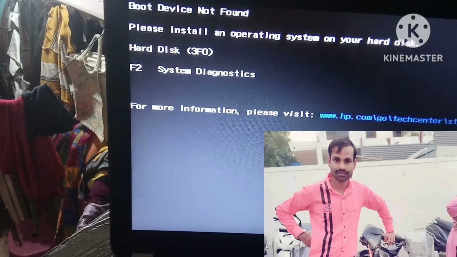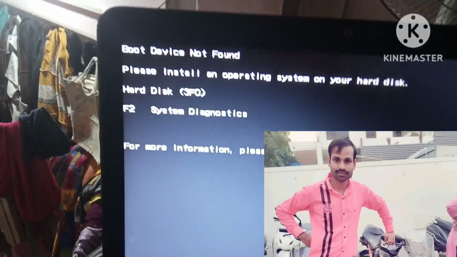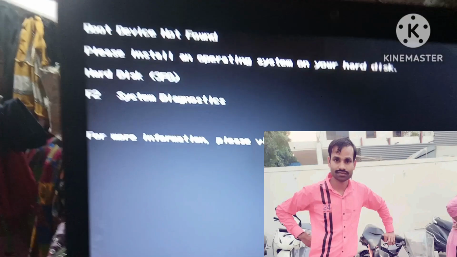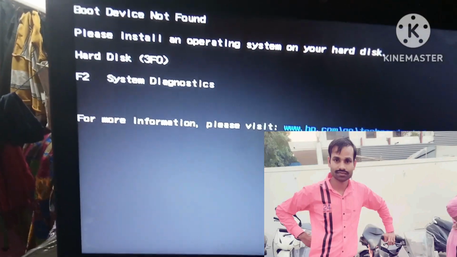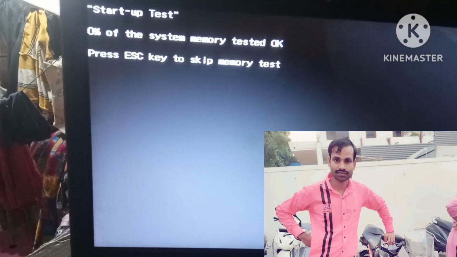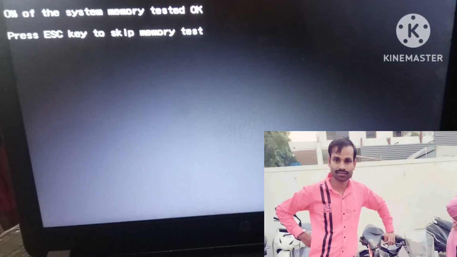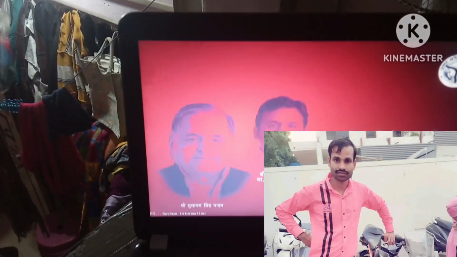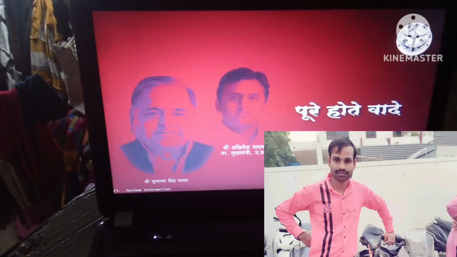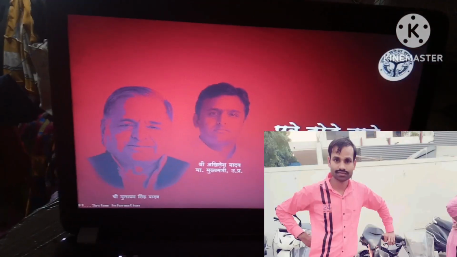Here you can see hard disk 3F0. If your PC shows 3F0 hard disk and the hard disk drive not found, this is also a problem. For 3F0 hard disk not found, the solution is removing the hard disk and reinserting it. Then complete the setup, complete solution.